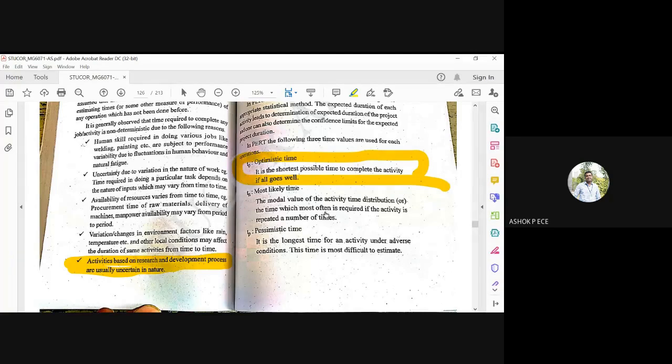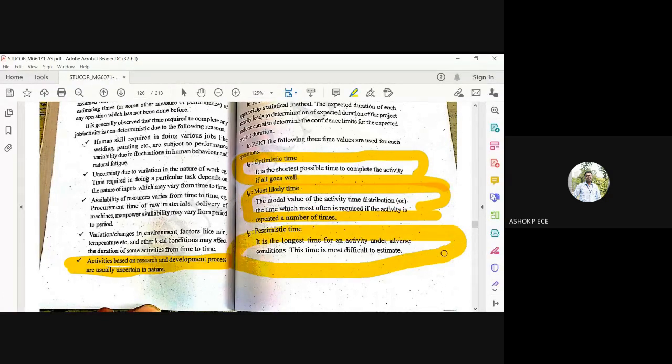Next one, most likely time. This is the modal value of the distribution, or the time if the activity is repeated a number of times. How much time the same activity takes when it is repeated, that is the most likely time. Last one, pessimistic time, the longest time taken for the activity to complete under adverse conditions. Because of the reasons I told you before, the longest time taken to complete the activity is very, very difficult to estimate.